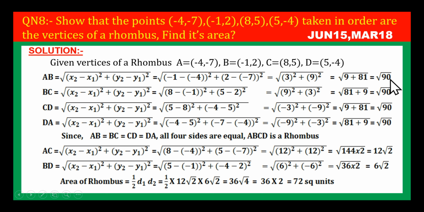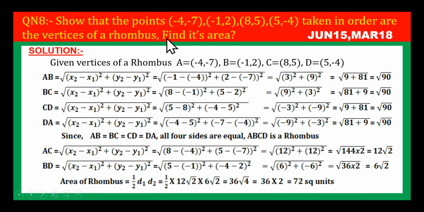If you observe, all the four sides of this quadrilateral are equal, therefore it is a rhombus. You see this. Since AB is equal to BC is equal to CD is equal to DA, all four sides of the quadrilateral are equal, ABCD is a rhombus. That is the first part of the problem. You have to show that these points taken in order are the vertices of a rhombus.